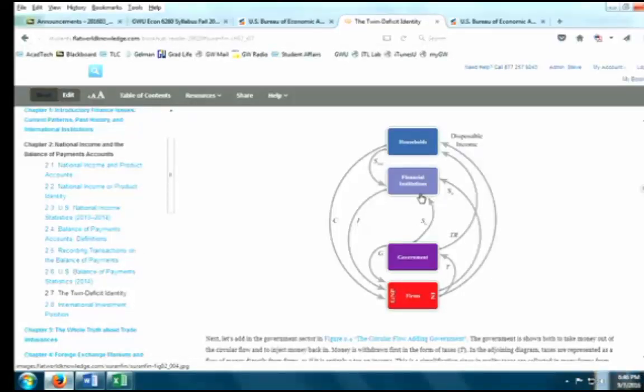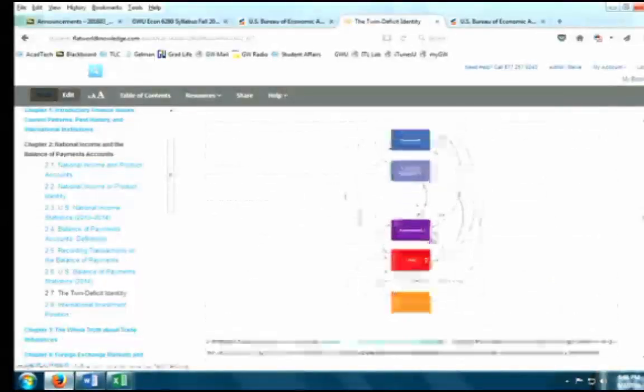Now, more typical is that that flow is in the opposite direction. Financial institutions, or people and businesses, lend money to the government in order to finance its deficit, because government spending plus transfer payments exceed the tax revenues that are brought in. Okay, so SG can be positive or negative.